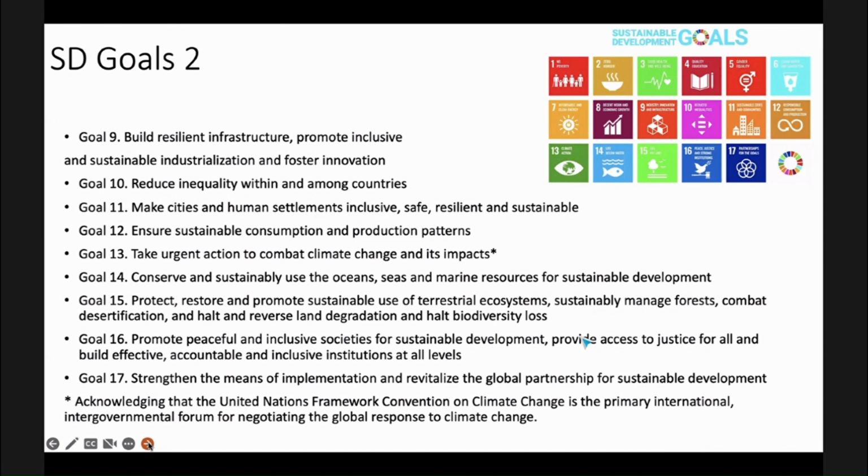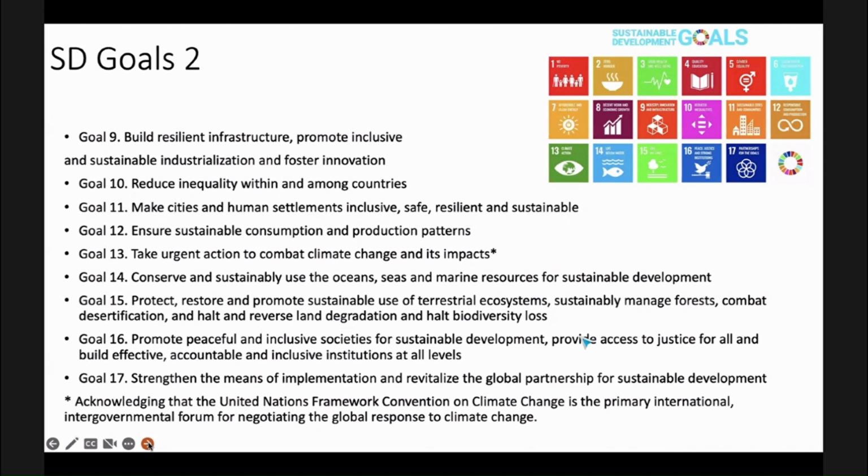This is the goal of various things of people who are talking about resilience. Inclusive and sustainable industrialization and innovation. Inequality within and among countries, eliminating them. Making cities safe, resilient, and sustainable. Ensuring sustainable consumption and production. Reducing what we consume. Combating climate change, SDG 13. Using the oceans and seas, SDG 14. Land use, SDG 15. And I've already talked of 16.